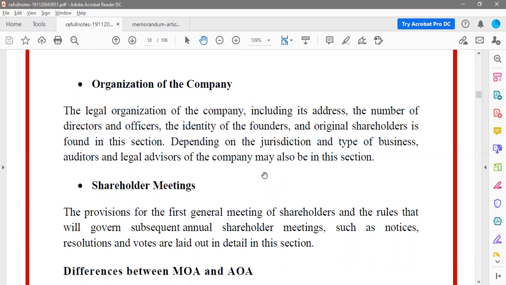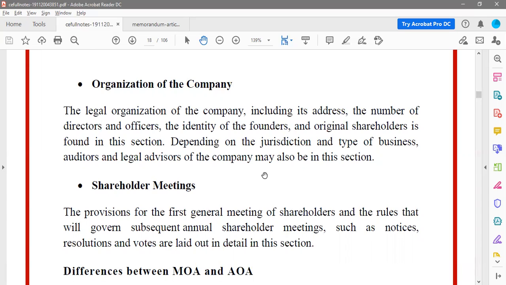And who should be appointed as an auditor, how many auditors should be there, how many legal advisors should be there, what is the system that we have to follow in the company, how many departments are we planning to do. Okay, so all that can be explained in detail.